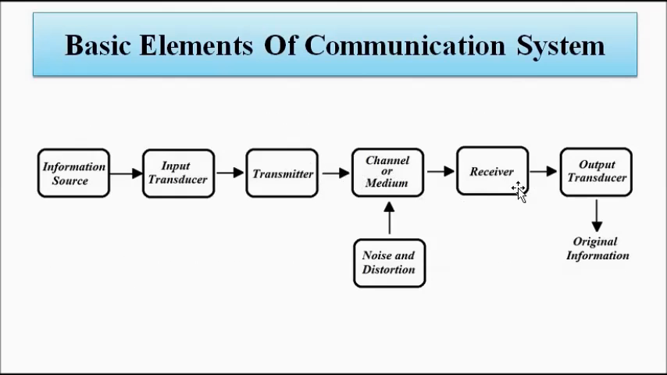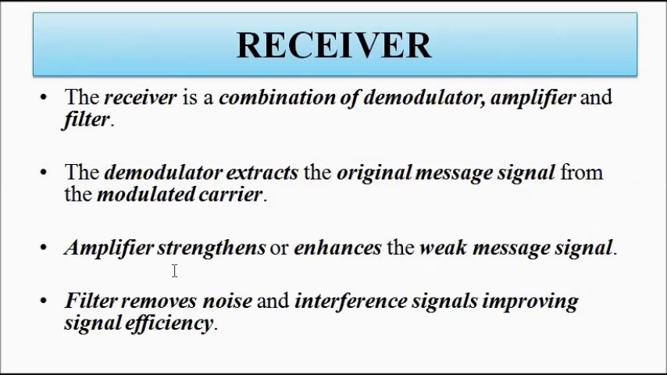after the channel or medium, we have the receiver. The receiver performs the opposite of what the transmitter does. It consists of the sub blocks: a receiving antenna, a demodulator, an amplifier, and a filter. The receiving antenna picks up the electromagnetic radiations which contain the original message signal. Then the demodulator extracts the original signal from the modulated signal.